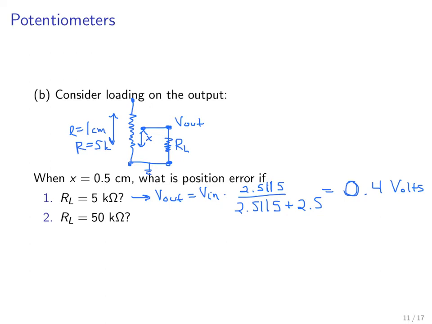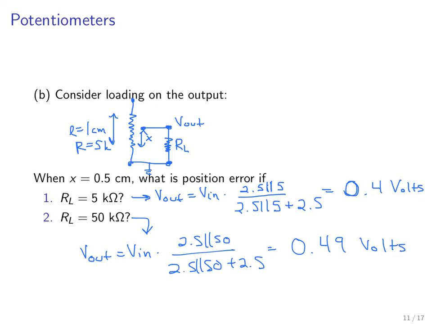Okay, now I'll give you a few minutes to look at the 50 kiloohm case. What we do is follow the same procedure here, but just replace the 5 kiloohms with the 50 kiloohms, and this is what we get: 0.49 volts. Now you can see that the error is going to be 0.5 minus 0.49, which is 0.01 centimeters of error, which is 1/10 of the error here.